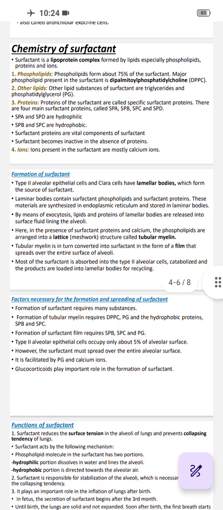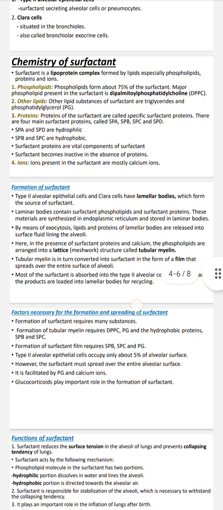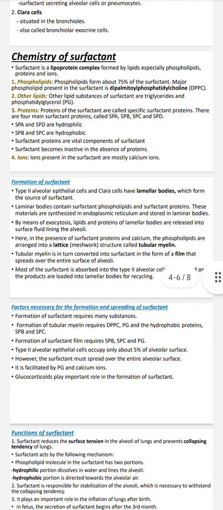So the chemistry of surfactant: it is a lipoprotein complex which is formed by the lipids, especially the phospholipids, proteins and ions. The phospholipids form about 75% of the surfactant, and the major phospholipid present in the surfactant is dipalmitoyl phosphatidylcholine, DPPC. Other lipid substances of the surfactant are triglycerides and phosphatidylglycerol.